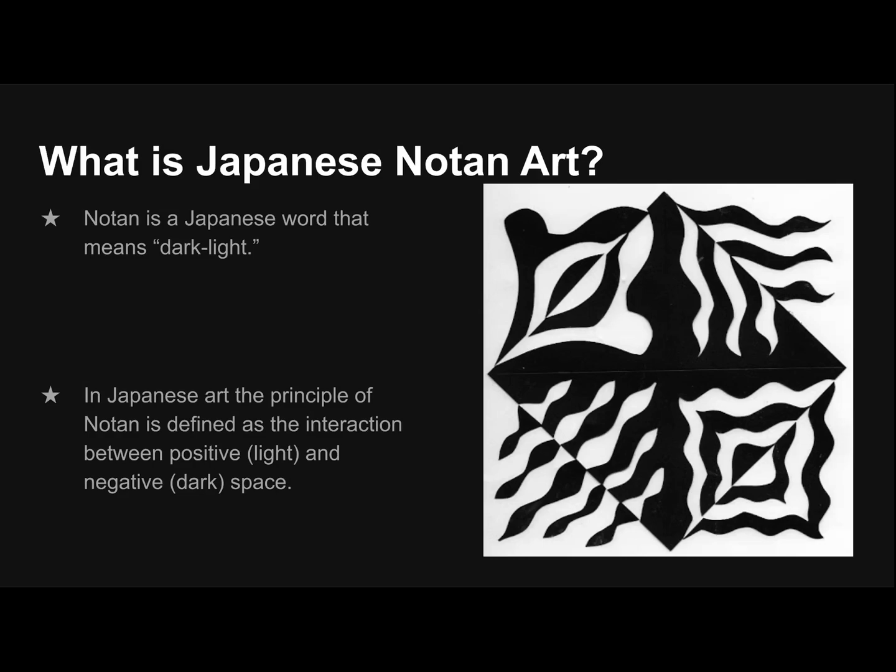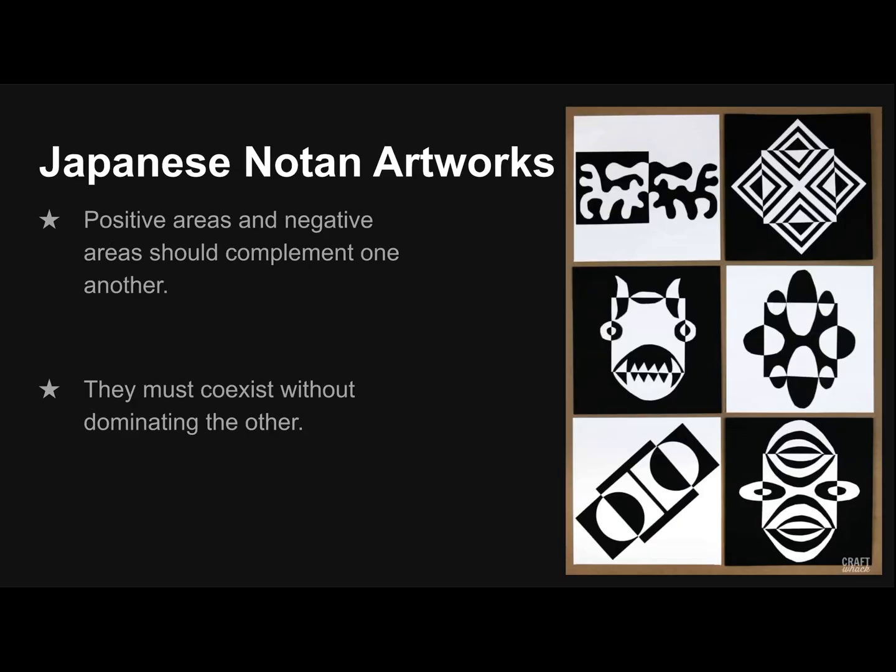Okay, so what is a Japanese notan? What is Japanese notan art? Notan is a Japanese word that means dark light. In Japanese art, the principle of notan is defined as the interaction between positive light and negative dark space. So there on the right, you can see that is an example of a notan. We can see the positive and the negative space interacting together. We have a balance of both of those things, the dark and the light.